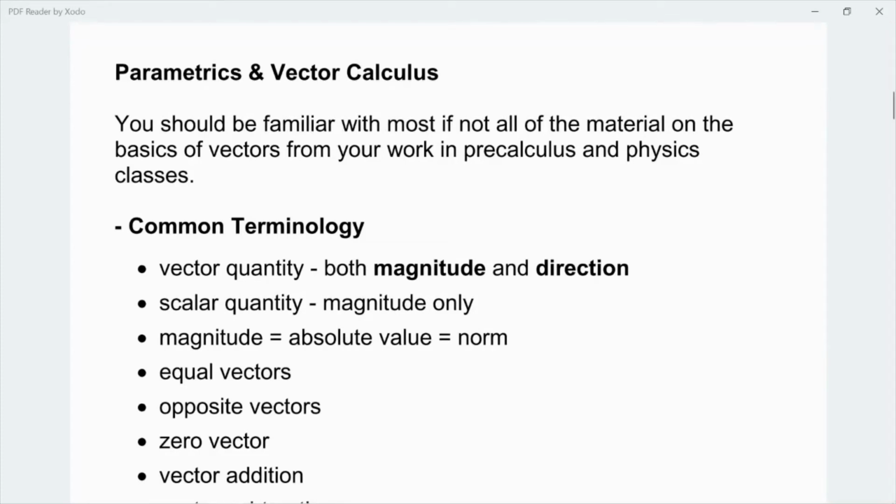This is AP Calculus BC, and in this video, I'm going to talk about parametrics and vector calculus. So what we're really doing in this section is we're transitioning from working with parametric equations like we did in the last class, and we're going to start working with actual vectors.